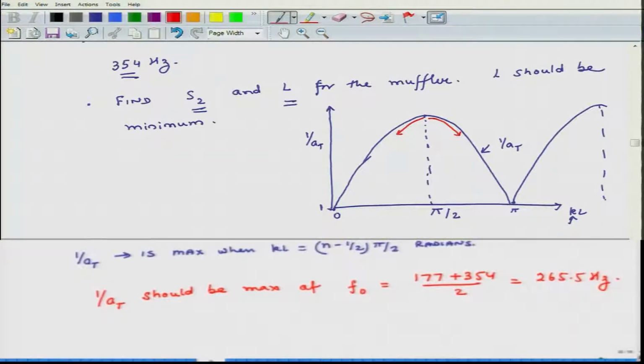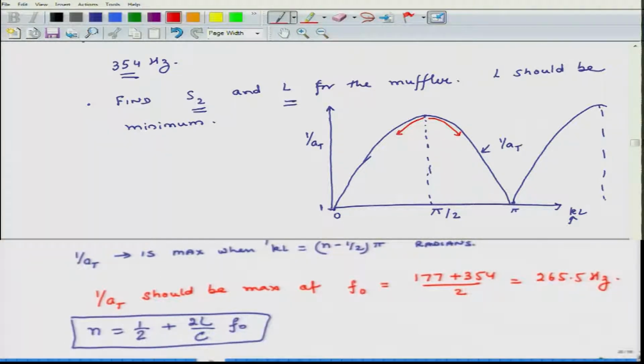So, what I have written here is that 1 over AT is max when KL equals (n minus half) times pi over 2. There is a small error here, actually it should be just pi. And if that is the case, then we can say that n equals half plus 2L by C times F naught. Okay. So, how did we get this relation?